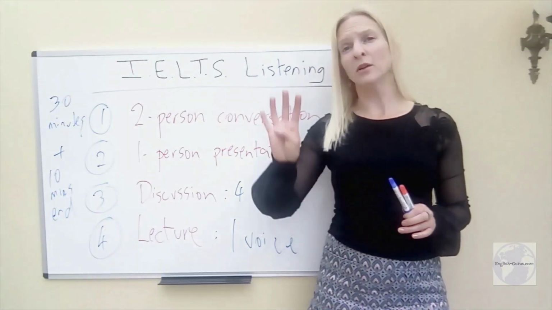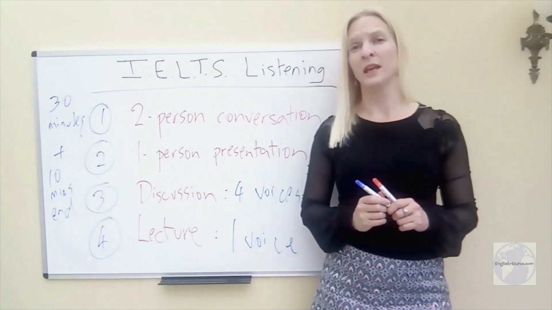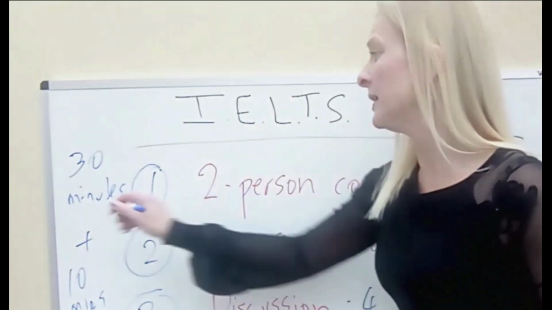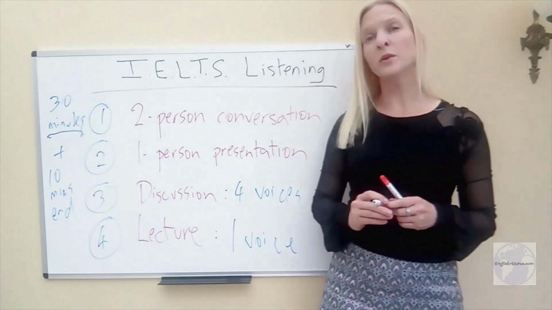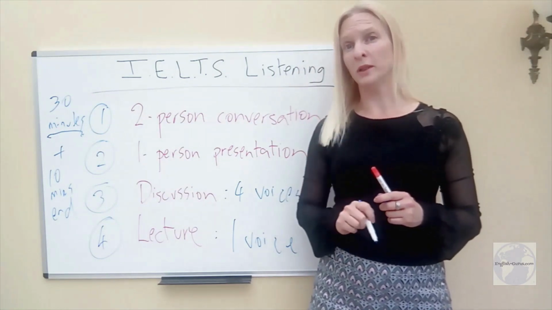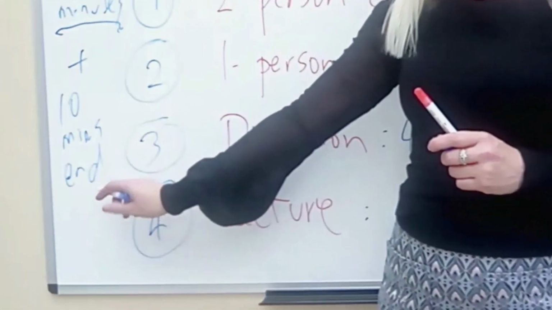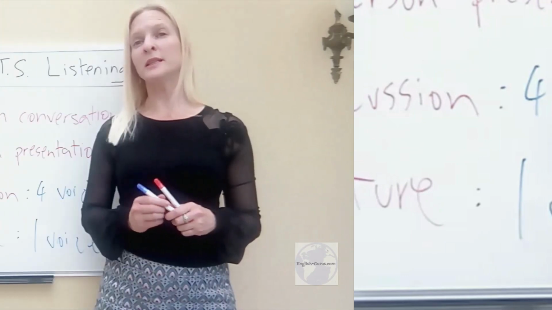So firstly, there are 4 parts to the IELTS listening test, and you have 30 minutes to complete the test, and you hear the recordings one time only. At the end of the test, you have 10 minutes to write your answers into the answer sheet. So let's take a look at the structure.